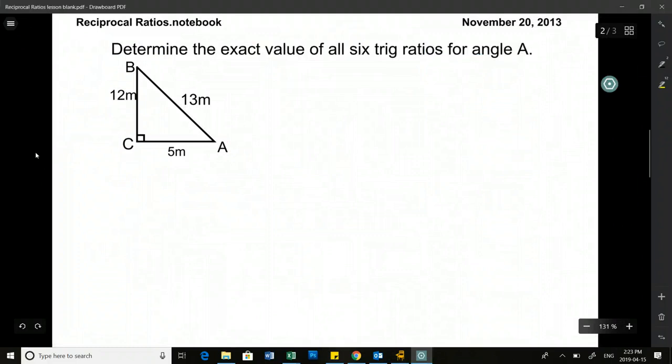Okay, so this question right here asks us to determine all 6 trig ratio values, and it tells us exact value, meaning no decimals at all, for angle A. So angle A is our reference angle. This should be pretty quick to set up because we already know all sides. There is no need for us to find the measure of angle A. All I'm doing is setting up the side ratios using opposite, adjacent, and hypotenuse. So if I'm doing all 6, we can start with the primary ones, sine, cosine, and tangent, and then we will do the reciprocal ones.